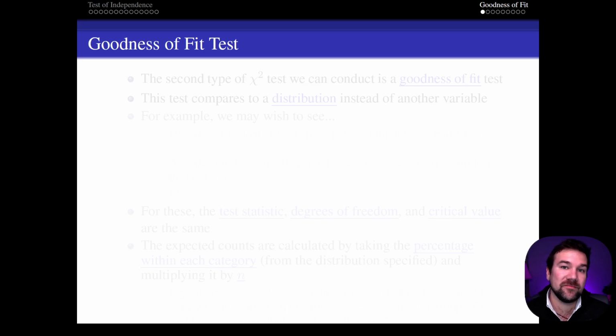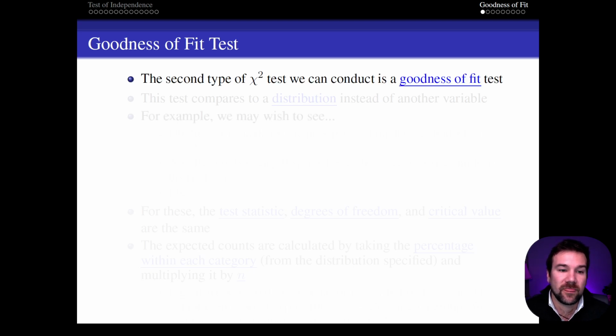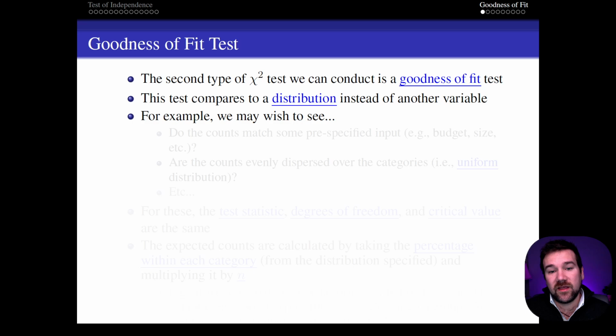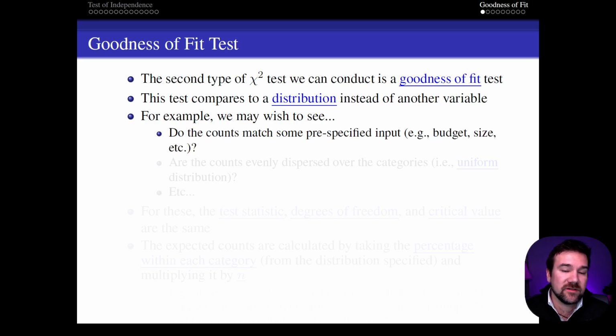Hello and welcome. In this video, we'll be discussing the chi-squared goodness of fit test, which is a second type of chi-square test that we can do with categorical variables. As I just said, this is the second type of chi-square test we can do with categorical variables. In this one, instead of comparing two categorical variables to one another, we'll compare a distribution to the categorical variable. For instance, I might want to see if the counts match some pre-specified distribution.